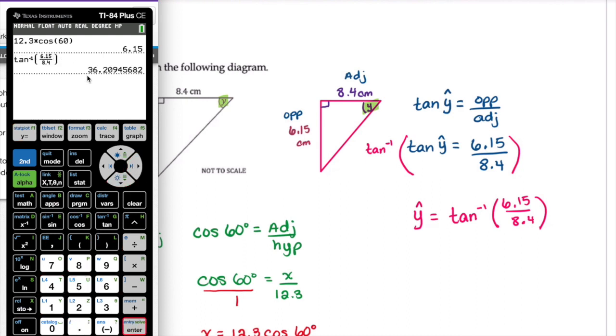And we have our angle to be 36.209, and so forth. We're going to write our answer to 3 sig figs, so 36.2 degrees. Make sure you have that degree symbol because it is an angle. That's your unit. And that is all for this quick example.